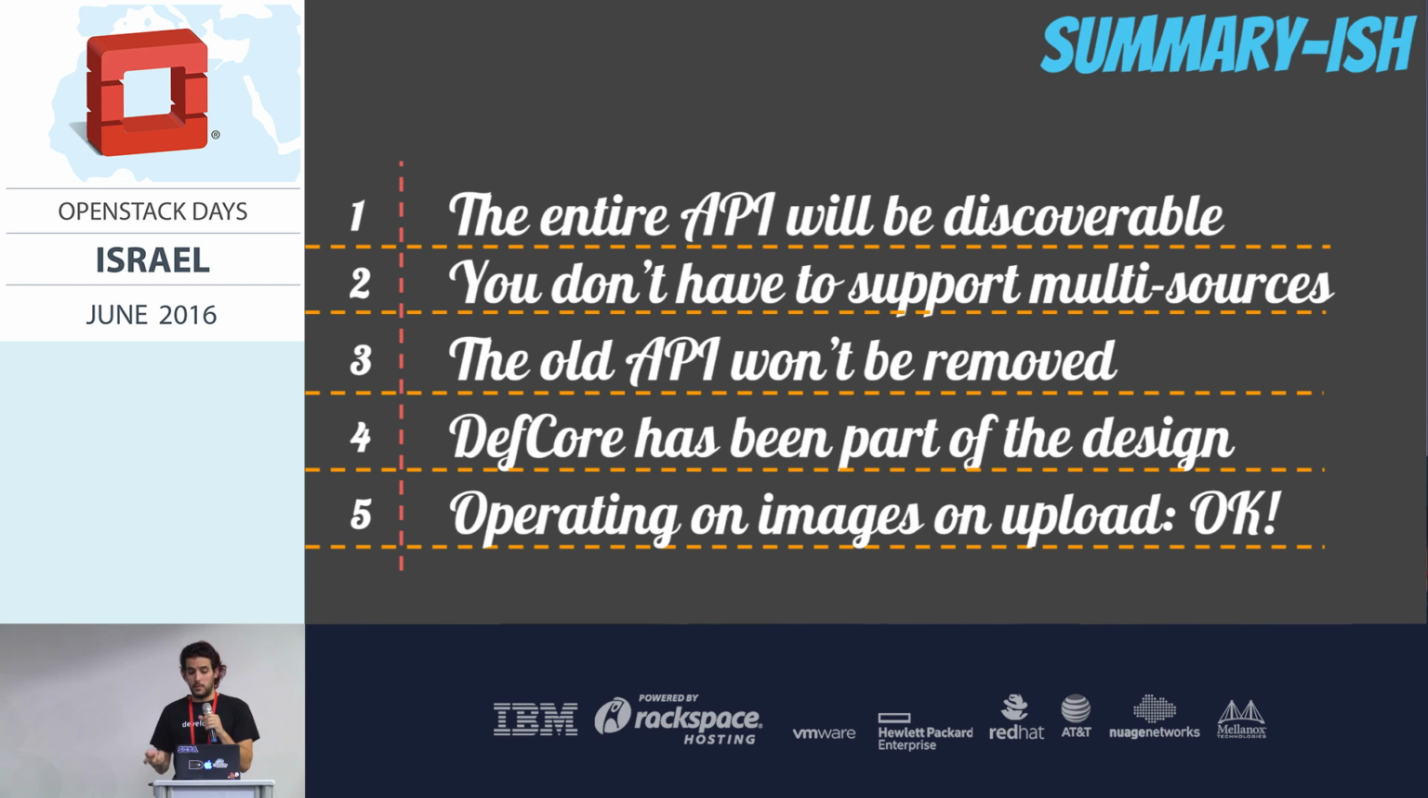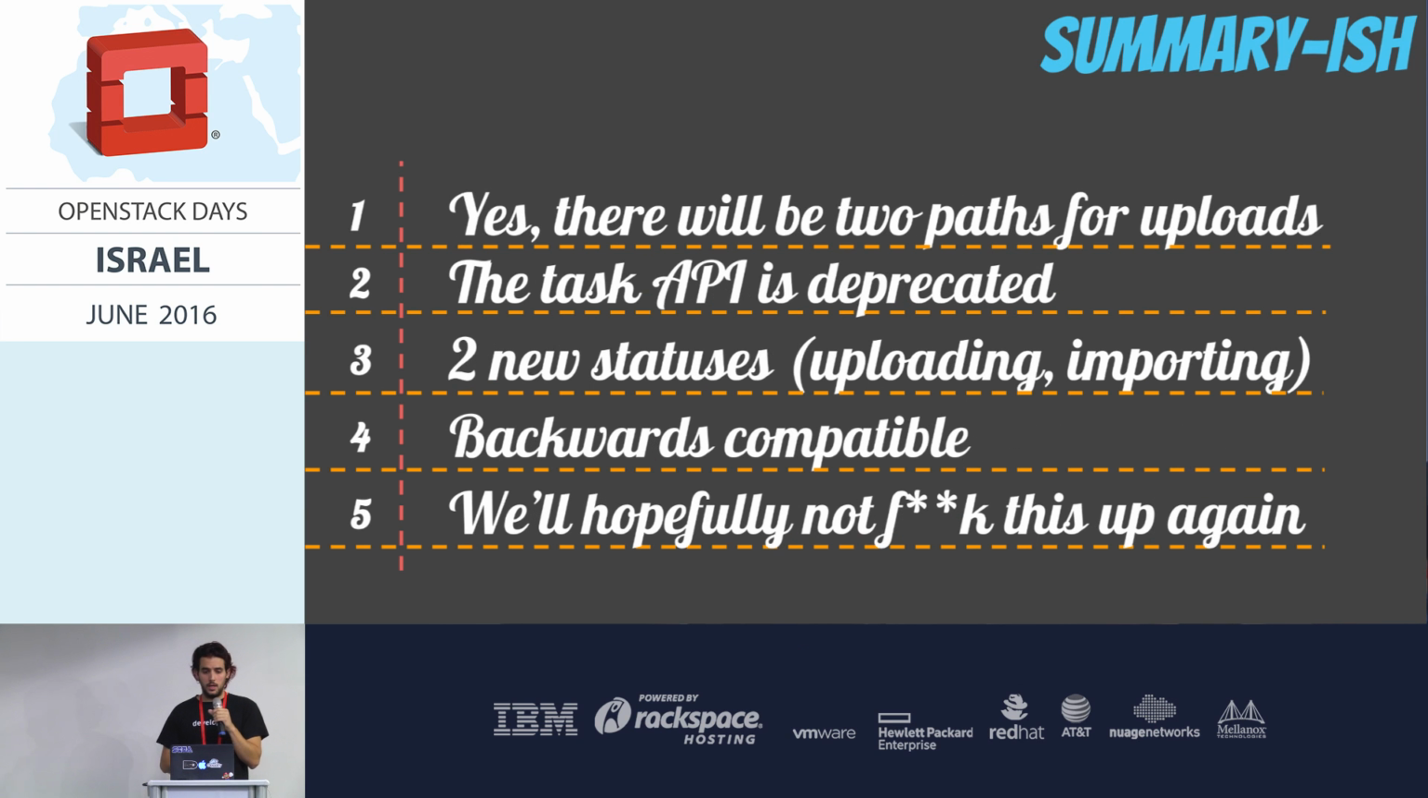The old API won't be removed again. DevCore has been part of the design. Operating on images on upload is OK. If you really need to do that, you will be able to do that, and it should be OK as long as you provide a good fallback for errors, because there could be errors if you're converting images or doing verifications or doing whatever you want to do with the image. So as long as you provide a good fallback and report the errors and make sure the user can recover from whatever failure may happen there, you should be OK.